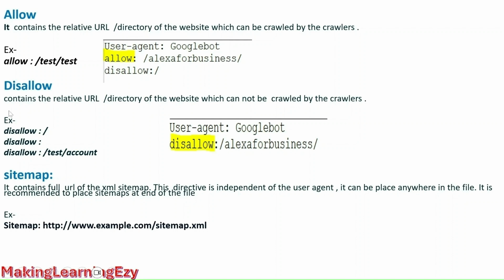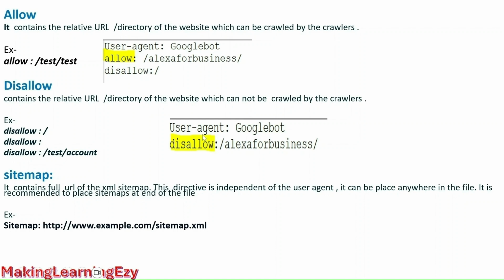Next is disallow. It contains the relative path or directory of the website which cannot be crawled by the crawlers. So if in the disallow you mention only a slash, it means the crawler will not be able to crawl any page of your website. If you don't mention anything in the disallow, it means the crawler will be allowed to crawl all the pages. If you mention some path in the disallow, it means the crawler will not be able to crawl that path. These are the different ways to use the disallow directive.